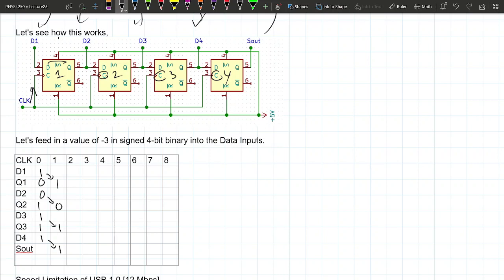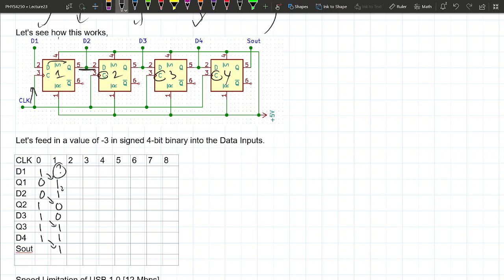Since Q1 is going to be the same thing as D2, because they're hardwire connected like this, this will just get copied down. The serial out doesn't matter. I don't actually know what's in D1 anymore, but I don't really care, because we're going to send out these 4 bits and be done with this sending.